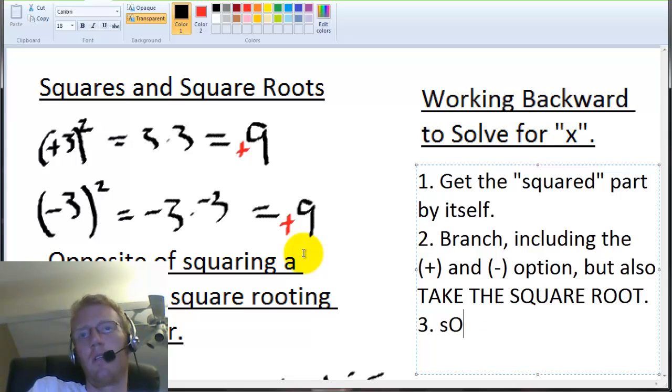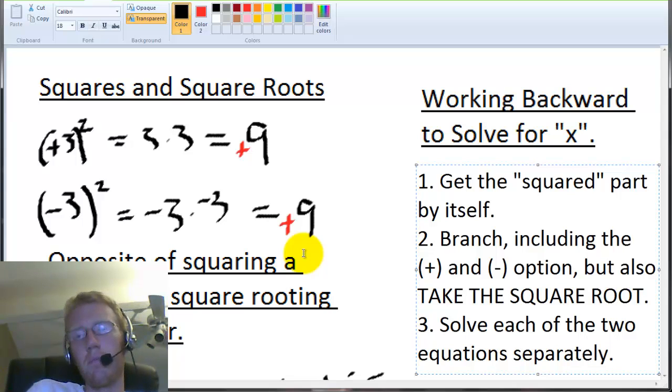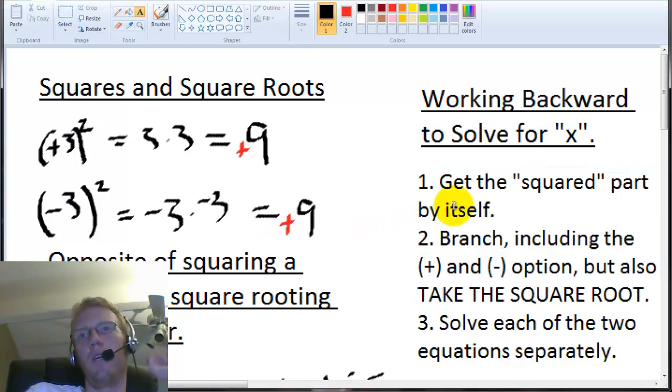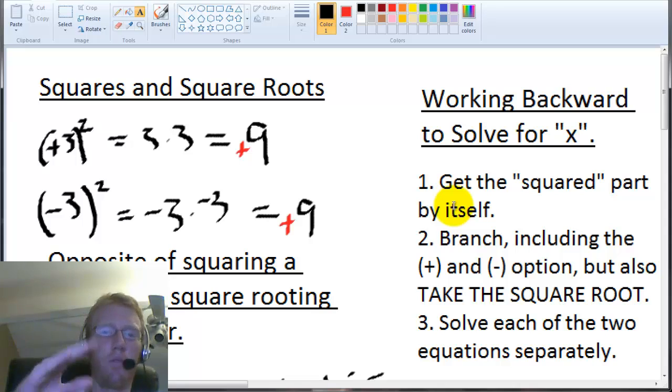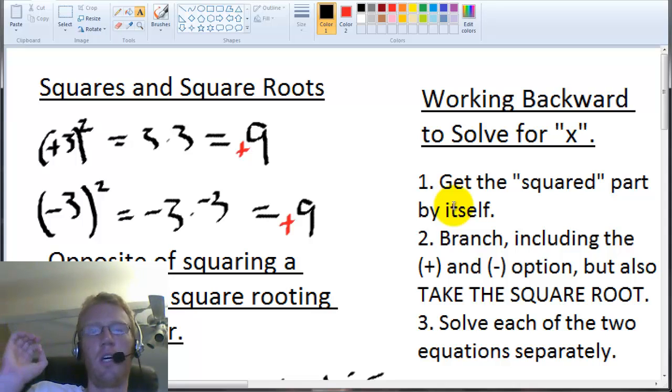You have to solve each of the two equations separately. Okay, cool. Step 1, get the squared part by itself, aka get the absolute value part by itself. Step 2, branch into two possibilities by taking the square root in this case. In the other case, you didn't have to take a square root, you just branched into two possibilities. So the branching step is harder because you also have to remember to take the square root. And finally, once you've got the square root on the two separate pieces, you can solve the two equations separately.